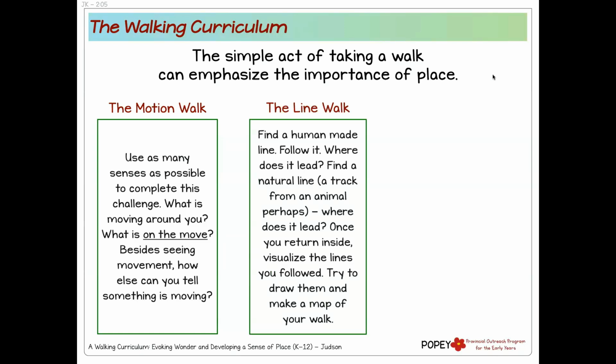The line walk: find a human-made line so that we're determining between human-made and animal-made, how are we impacting where we are walking? So where does it lead? And then find a natural line. And this is what we can learn about animals. Often animals have better walk lines than humans do, right? Because they're very specific about where they walk and how they walk. Okay, and then we can have our students come back to the classroom, draw a map of the walk, and really notice the important parts of humans and animals in nature.